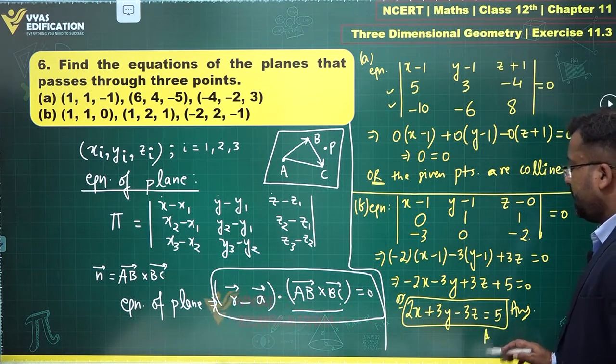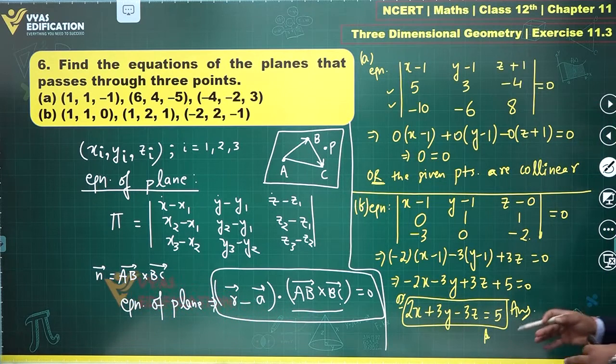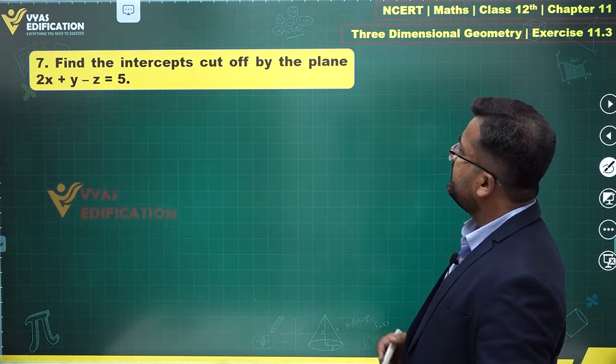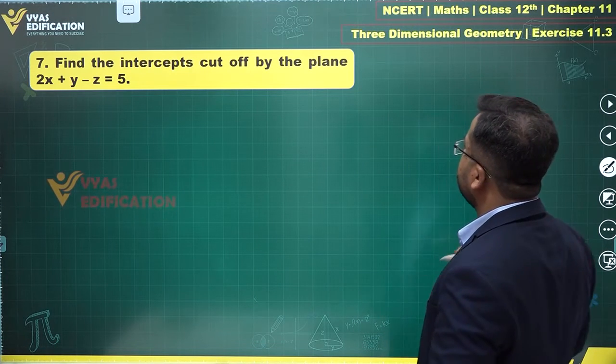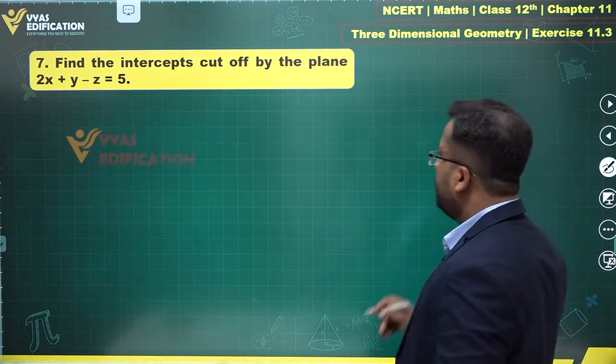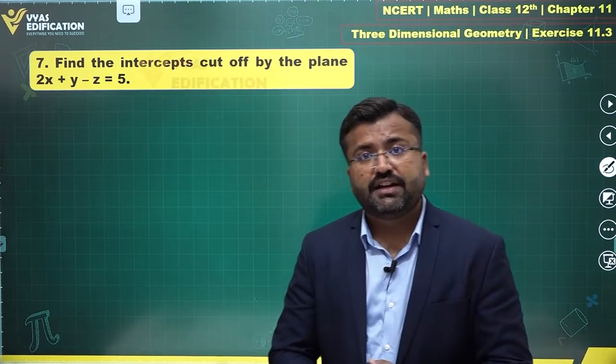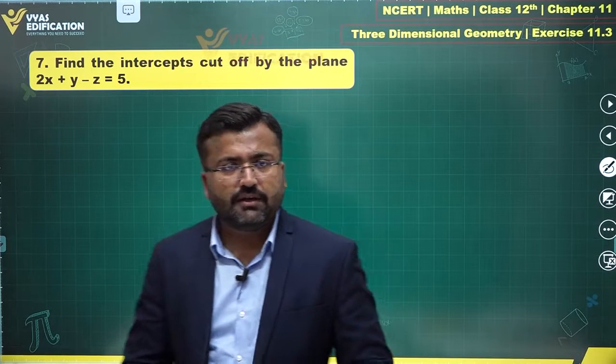That's the required answer for this part B, as you can take a look at this question over here. Question number 7 says, find the intercepts cut off by the plane 2x plus y minus z equals 5. How do we find the intercepts? One of the ideas is to write the equation in the intercept form. Now what does an intercept form look like?